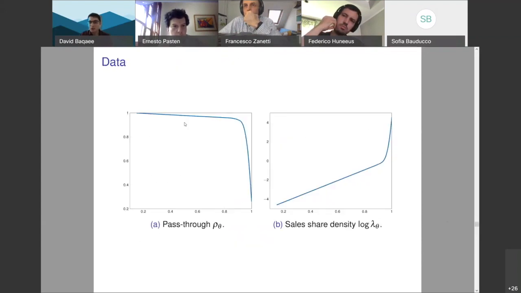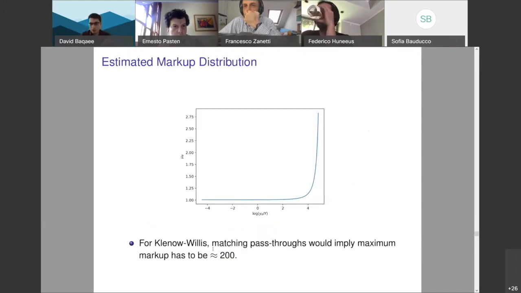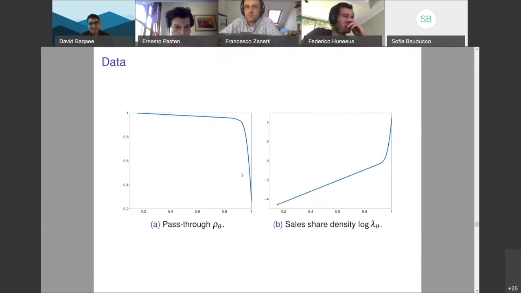If you were to take these functions and try to fit a Kleno-Willis to try to replicate this, you're going to start getting really weird stuff. So for example, in order to match the pass-throughs, a Kleno-Willis model would have to have the highest firms charge a markup that's about 200. Whereas here, the maximum markup is like 2.5. So you're going to need like 200,000% markups or something in order to match this shape of the pass-through function with an off-the-shelf functional form.